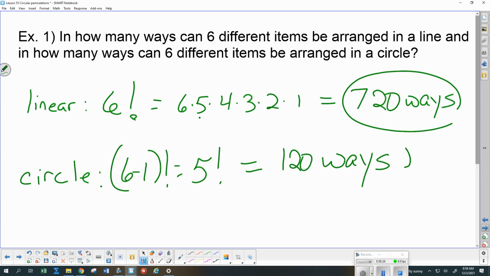Give me thumbs up, thumbs down. Does that make sense? So if it says arrange it in a circle, you just figure out how many you have. And instead of that factorial, you drop it by 1 and do the factorial of whatever is 1 less. Okay, let's start to talk then about what distinguishable permutations are.